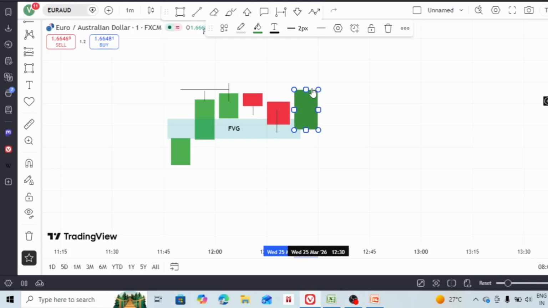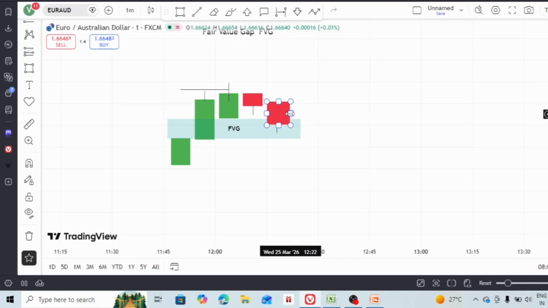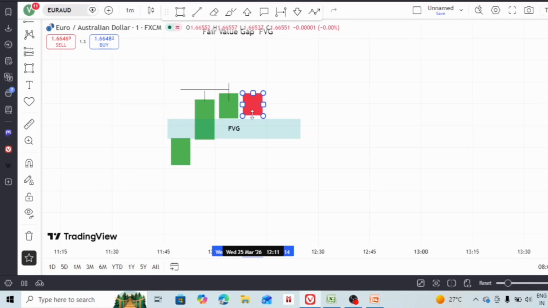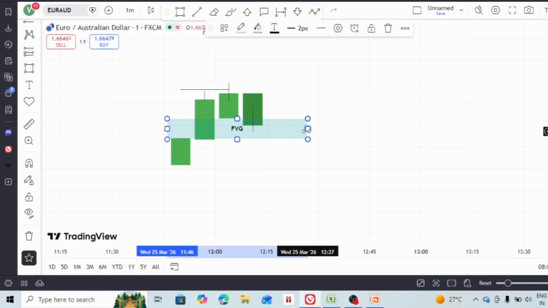I'll give you another scenario. Sometimes it comes and mitigates and gets rejection as well, okay? But this is the same color candle, meaning a bullish fair value gap mitigated with a bullish candle, okay? It was mitigated, but it was a green candle. So in this case, this gap has been mitigated, but the candle closes as a bullish candle here after the mitigation.